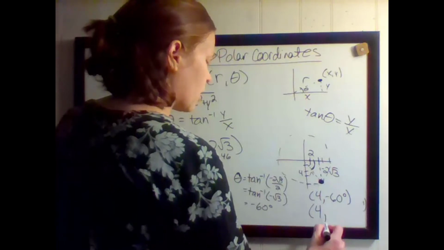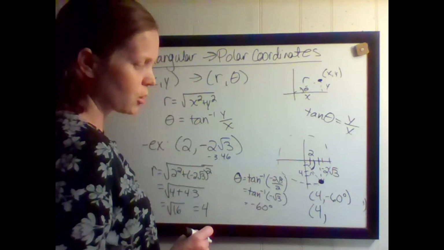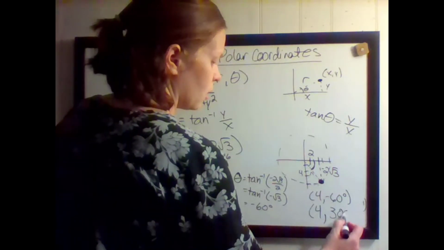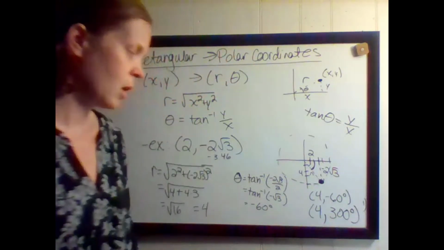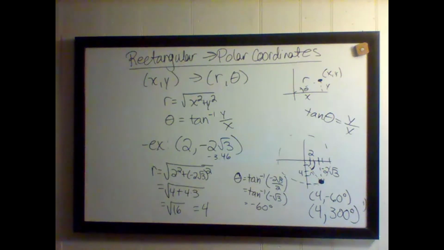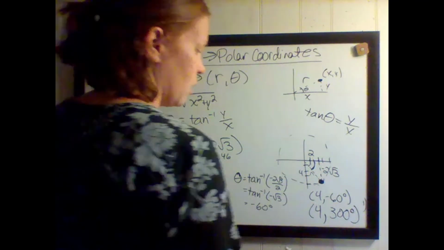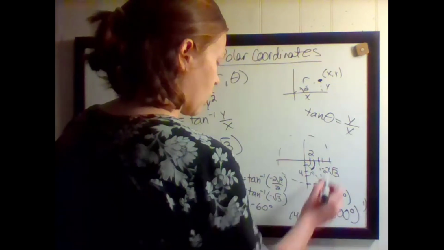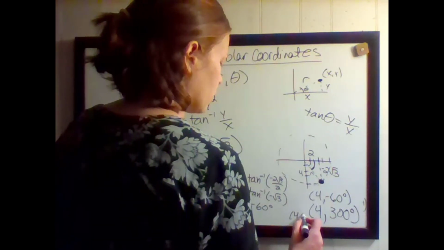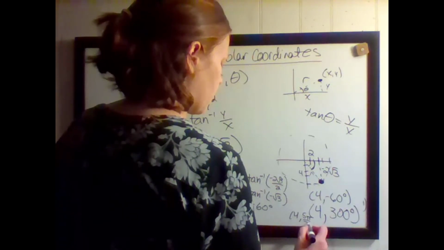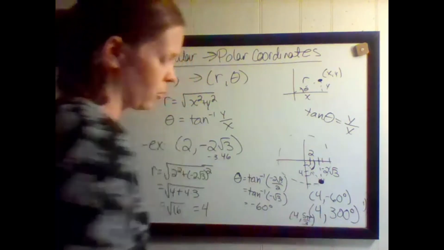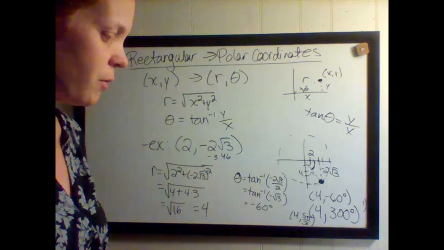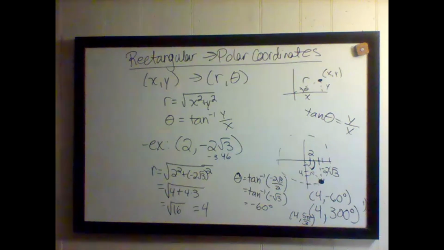If I wanted my angle to be between 0 and 360, I think about where that is between 0 and 360. That would be 300 degrees. Or if I wanted to do radians, that would be 4, comma, 5 pi over 3. So any of those will work. Unless it specifies to do it a certain way, then we should pick that exactly.